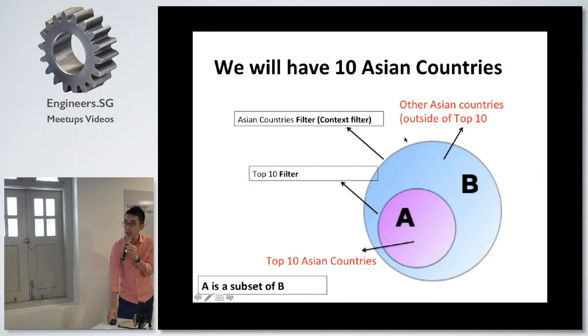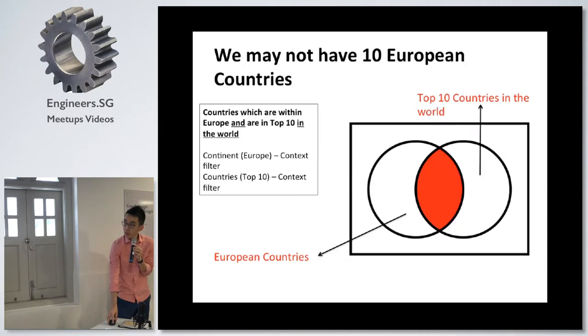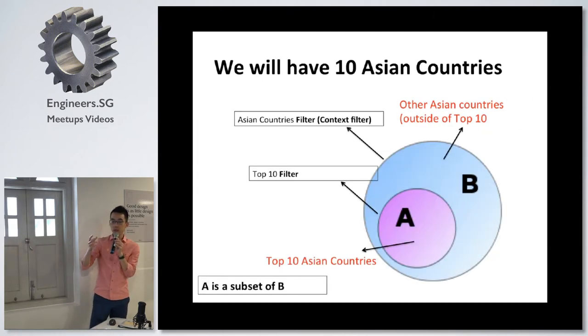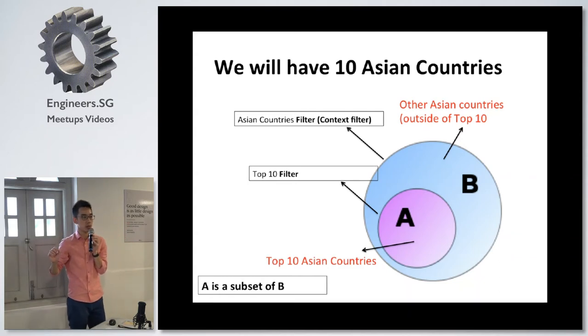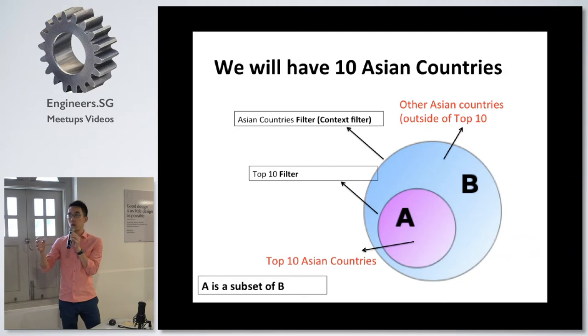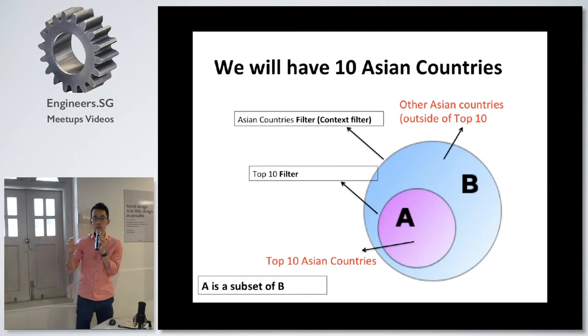So the top 10 Asian countries is actually a subset of all the Asian countries. Of course, if there were an Asian country within your top 10 countries in the world, then that chart would show something. Right now, no country within the top 10 for happiness is in Asia, so the chart is blank.